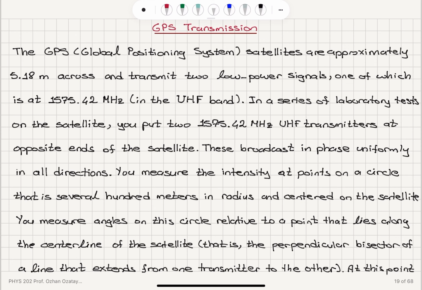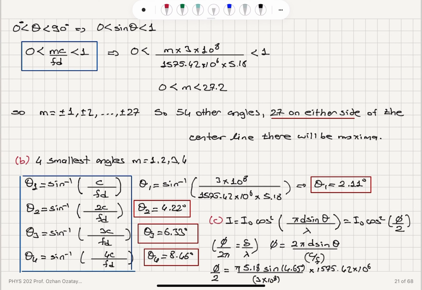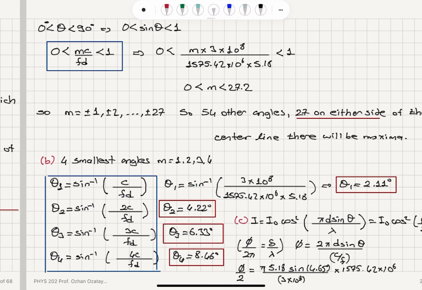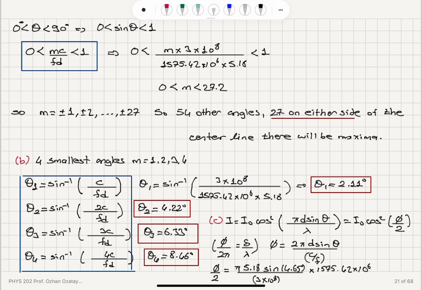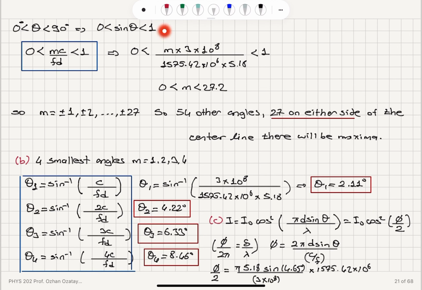And the parallel ray approximation tells us that the path difference d sine theta is m lambda for constructive interference in Young's double slit experiment. So we see that m equals 0 corresponds to the central maximum, where we have an intensity of 2 watts per meter square. We want to know what other values of m are possible between 0 and 90 degrees, and we find that mc over fd, which is sine theta, should be varying between 0 and 1 when theta varies between 0 and 90 degrees.